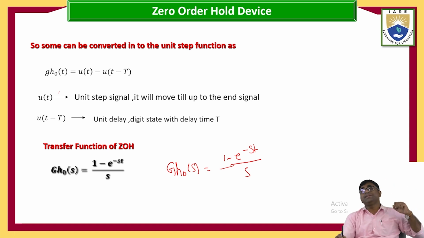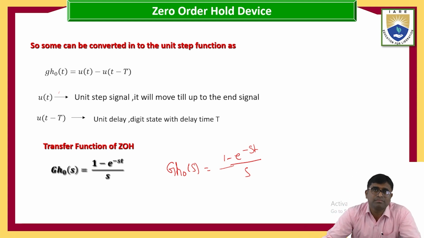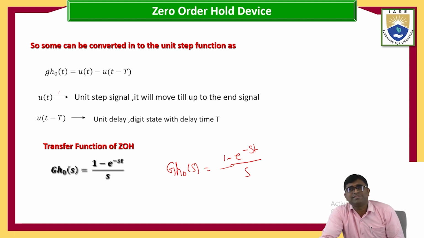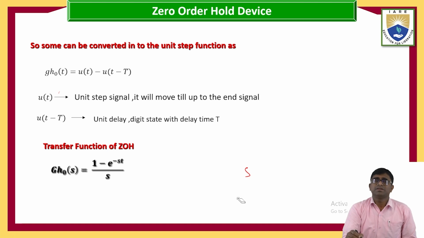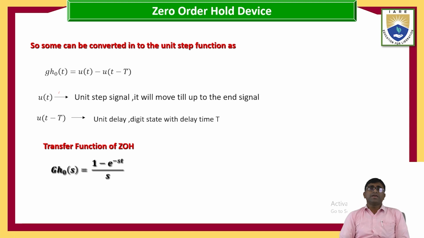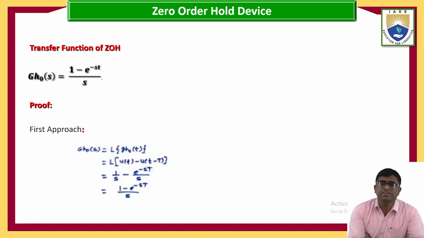Now we are going to derive this transfer function using three approach methods. What are the approach methods? We will see. So remember that G of h of s equals 1 minus e power of minus sT by s. Coming to the first approach method, you have to take the proof of this transfer function, 1 minus e power of minus sT by s.